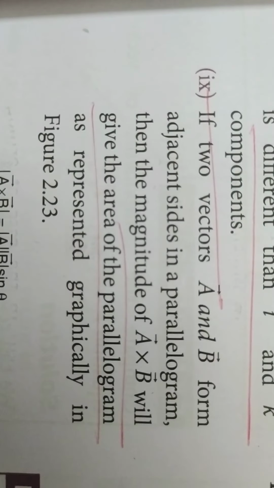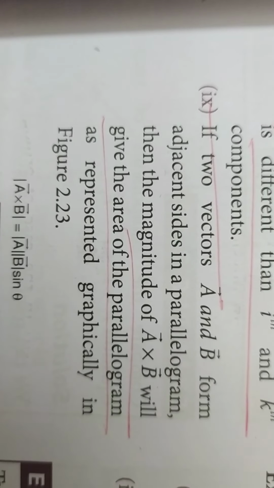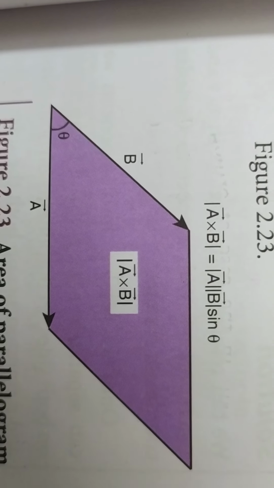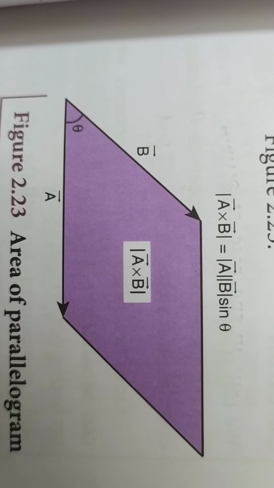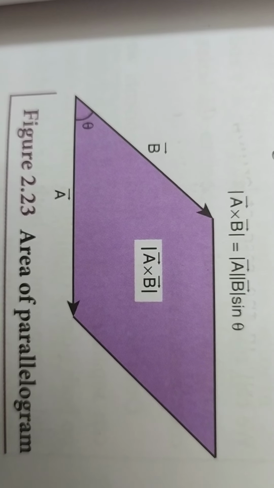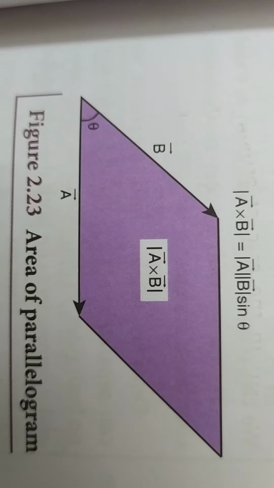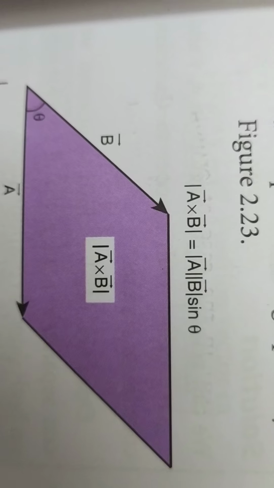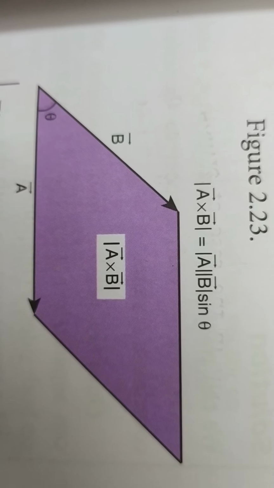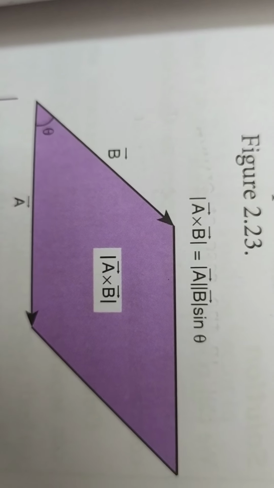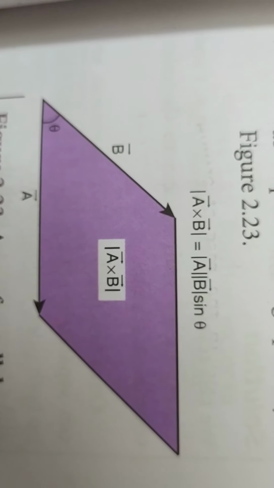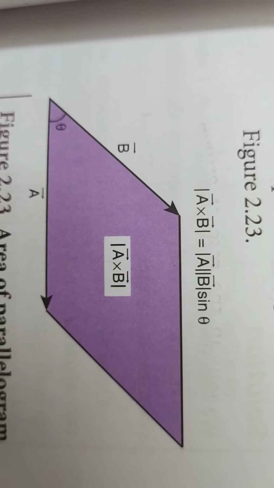And if the two vectors form the two adjacent sides of a parallelogram, suppose we take A vector and B vector as the sides of the parallelogram, then you complete the parallelogram. The area of the parallelogram will be the magnitude of A vector cross B vector. And so the magnitude of A vector cross B vector is given by modulus A vector modulus B vector into sin theta, which is the area of the parallelogram.